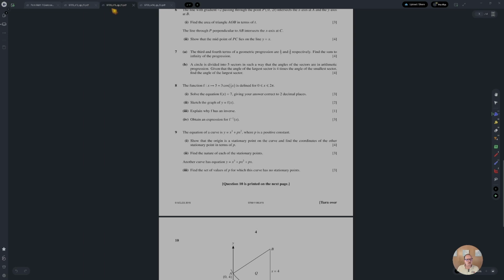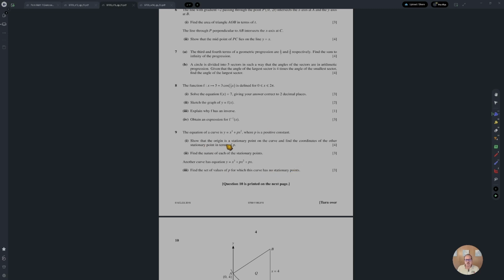Second question is spring 2015, paper 11, question 9. The equation of a curve is y equals x cubed plus px squared, where p is a positive constant. First question is, show that the origin is a stationary point on the curve and find the coordinates of the other stationary point in terms of p. Find the nature of each of the stationary points. Then you have another curve with equation y equals x cubed plus px squared plus px, and find a set of values of p for which this curve has no stationary points.